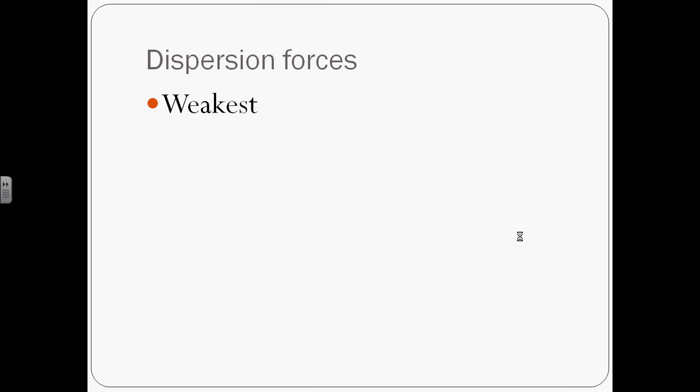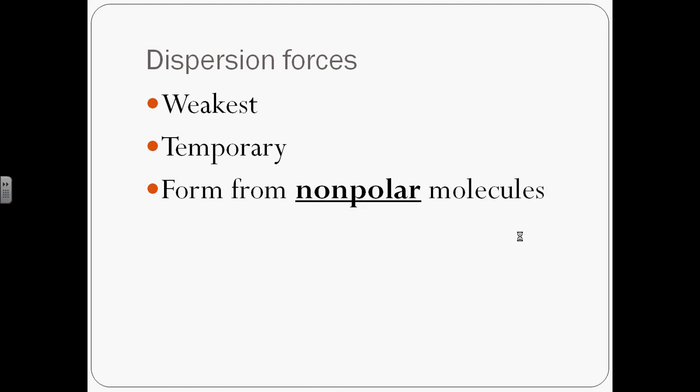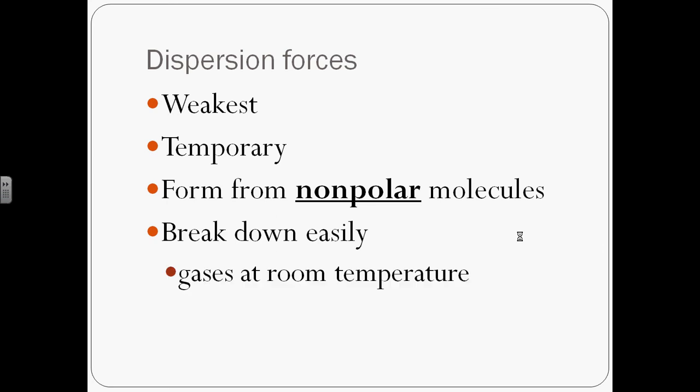Dispersion forces are the weakest, they're temporary, they form from nonpolar molecules. They break down easily, and that means they're gases at room temperature. Since these are the weakest type of IMF, they don't exist anywhere outside of really cold temperatures. So as the temperature goes up, the bonds are easily broken.